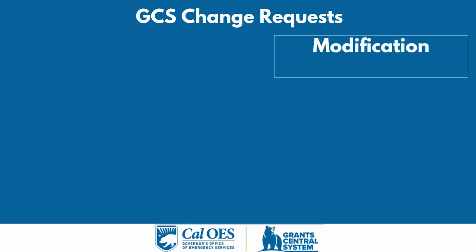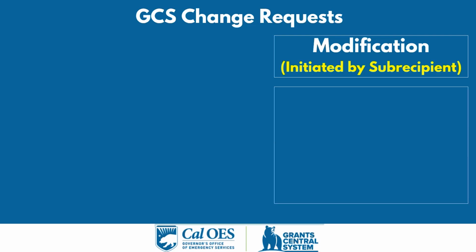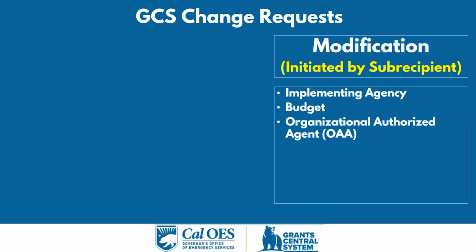Now, we won't be covering modifications today, but modifications are simple changes that are initiated by the subrecipient, and they are changes that the subrecipient can make related to their executed grant subaward. And these include changes to the implementing agency, budget changes.